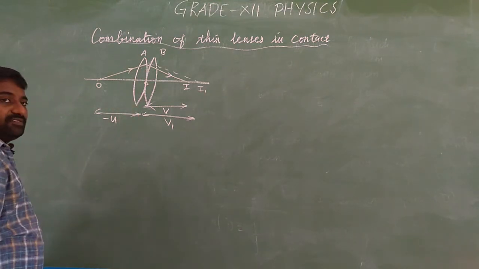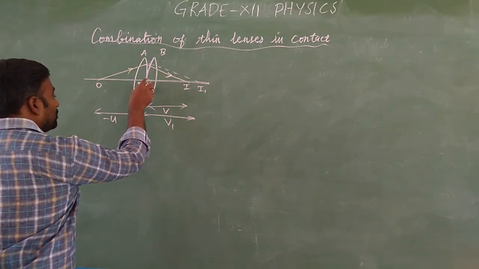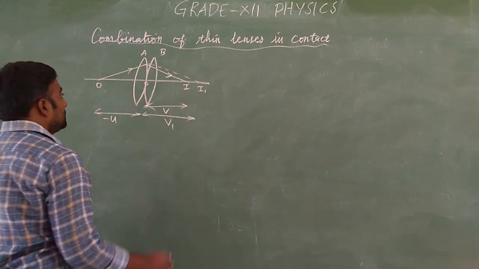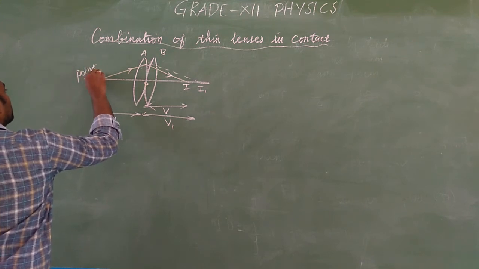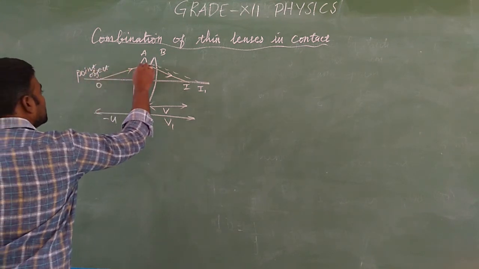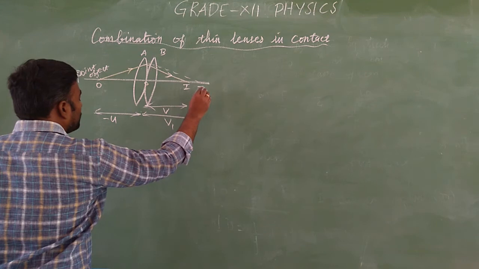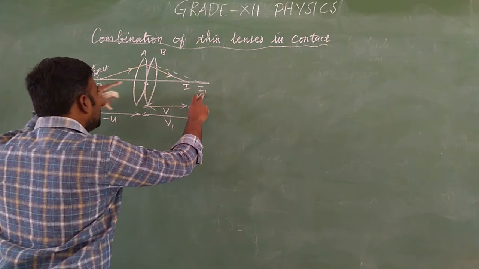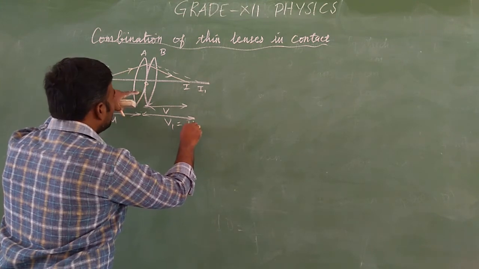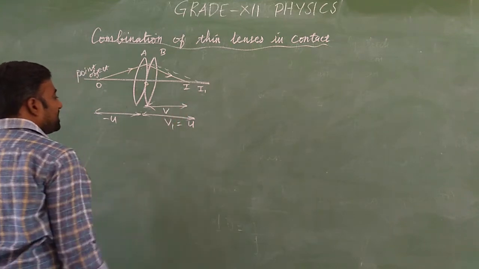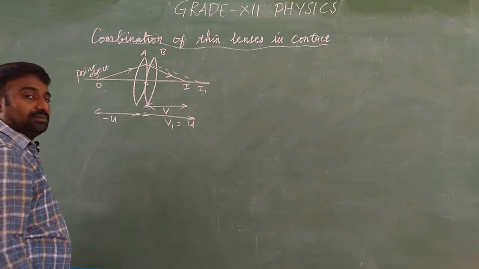In the Lensmaker's formula we used two spherical surfaces. Similarly, when two thin lenses are in contact, both have a common optic center, P. O is the point object. From the point object, light is incident on the first lens, and the corresponding image I1 is obtained at the right hand side. So I1 is the image formed by the first lens A. This serves as the object for the second lens, and the final image is obtained here. So with this combination, how do we find the net power? That is our aim.